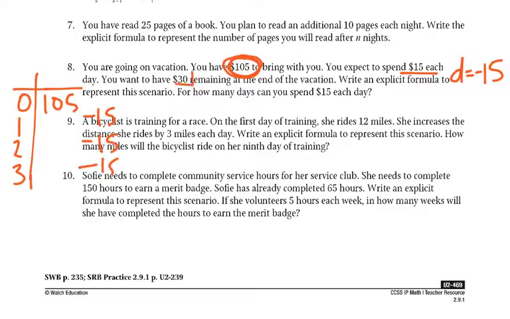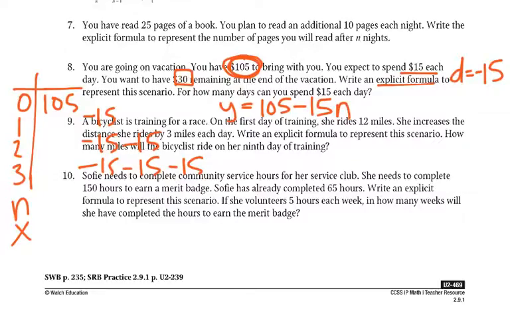But we want to have at least 30 remaining at the end of the vacation. It didn't say at least. Okay, so it wants an explicit formula again. So remembering that I'd be subtracting 15 each time, we're trying to get down to the n term or even the x, either one works. So I'd go y equals, or a sub n equals, 105 our starting. We're subtracting 15 each time until we get to n.